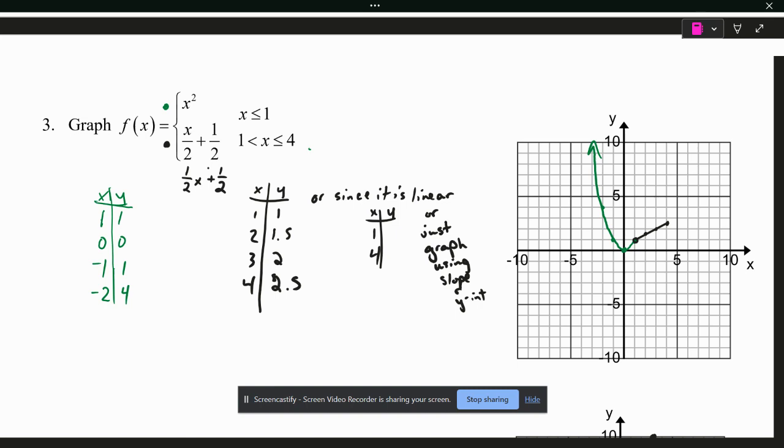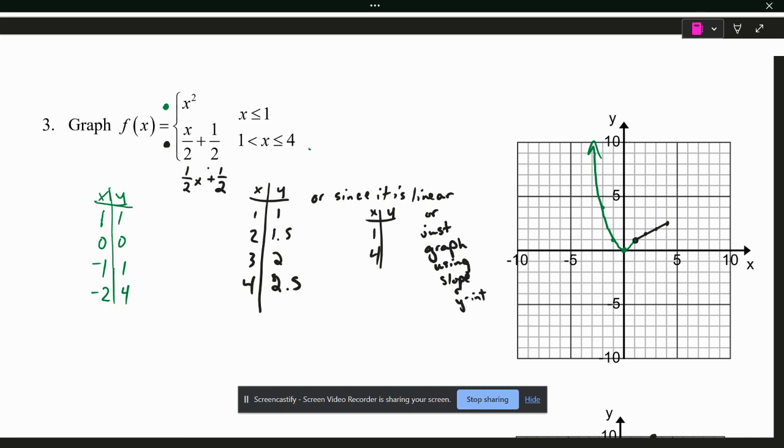The 1/2 x plus 1/2, between 1 and 4, that's linear. So I showed on here, like, you can create the T chart with 4 points in between, or since it's linear, you can just do the first point and the last point, or you could just graph it using slope and y-intercept. Totally up to you. I showed all 4 points just because it was a half, and I wanted to make sure that I had it correctly. And that's how it ended up going, and you can see it on that line.